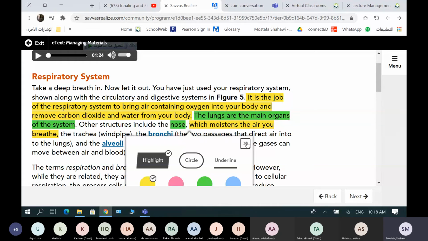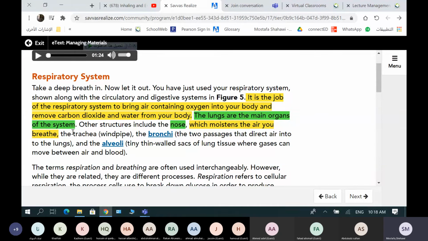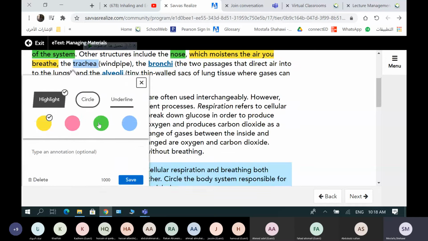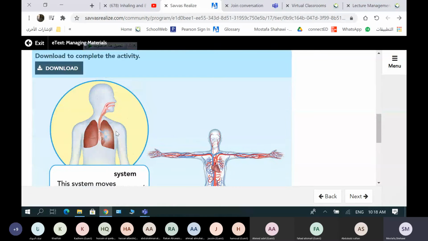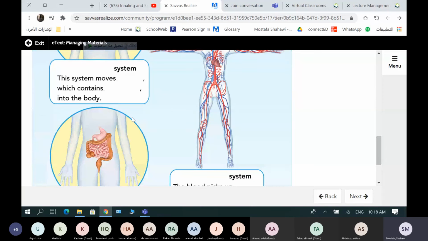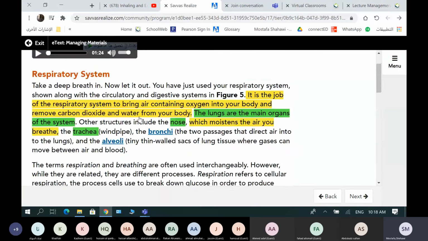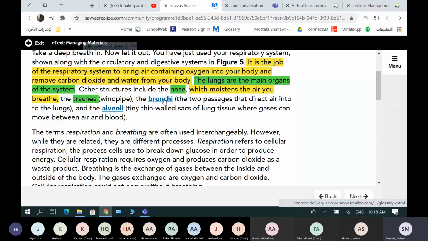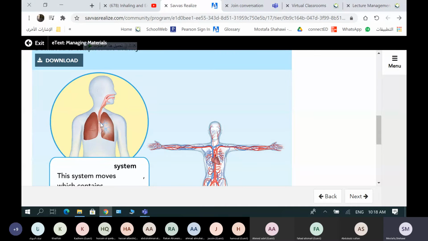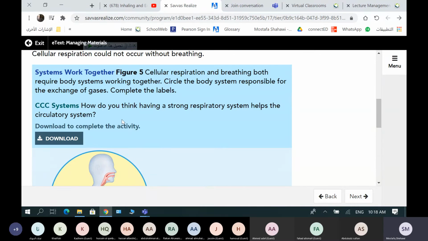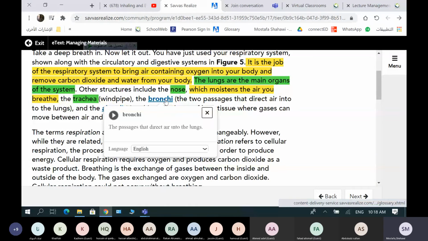The trachea is another one. Windpipe. This windpipe is in front of the esophagus. We call it the trachea. We have seen it before. This is the trachea here in front of you. And then we have the bronchi, the two passages that direct air into the two lungs. One here and the other one on the other side. We have two bronchi. Okay, guys, so let's listen about the bronchi.